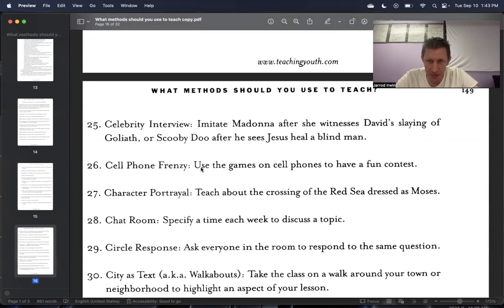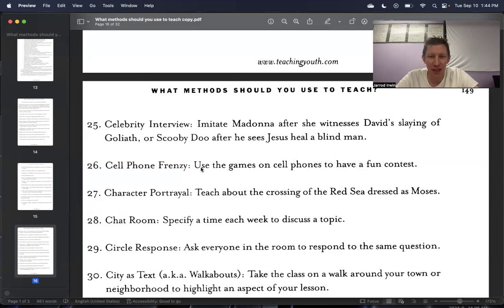Celebrity interview: imitate Madonna after she witnesses David's slaying of Goliath. Or Scooby Doo. Yeah, the 20th century Madonna. You've got to do your celebrity impression, working it into the Bible story.